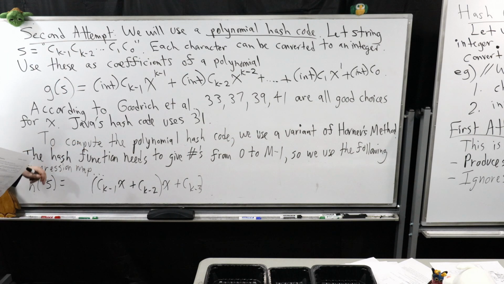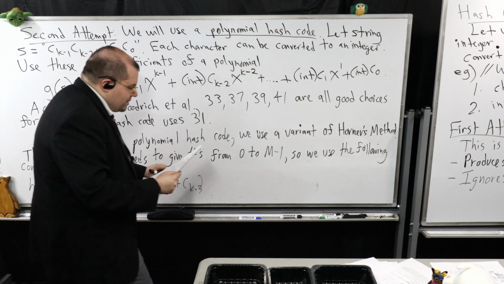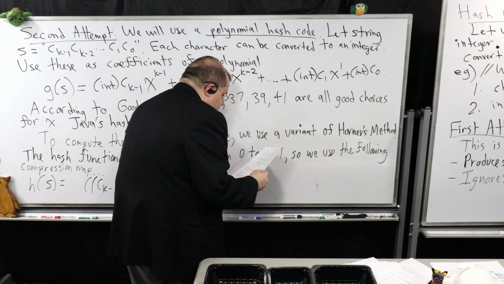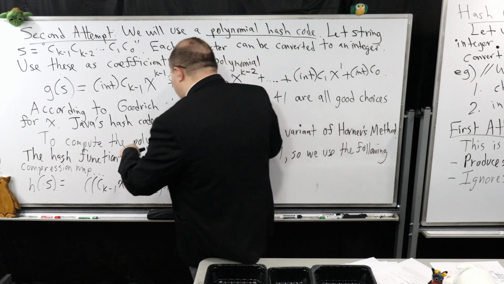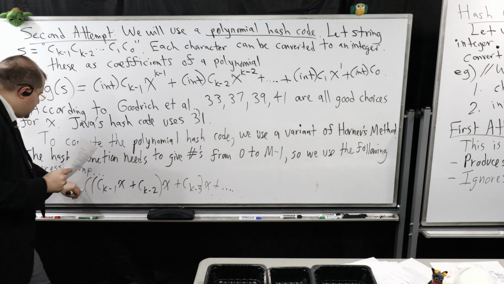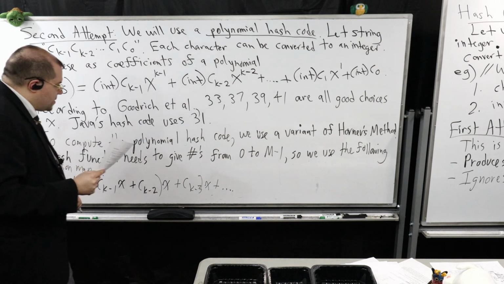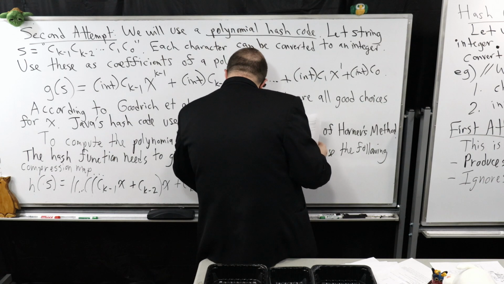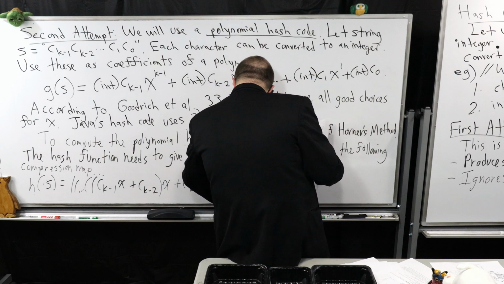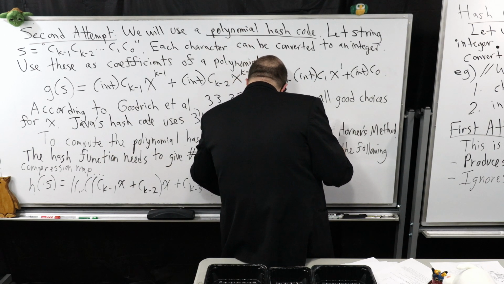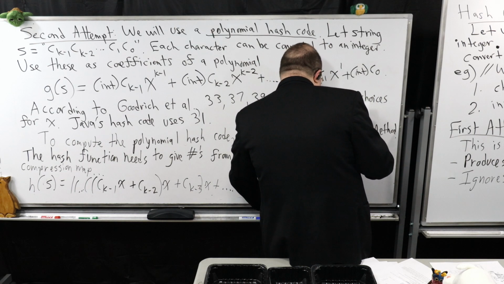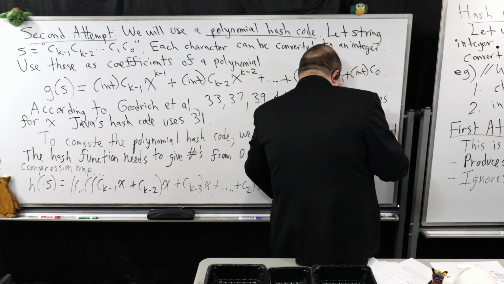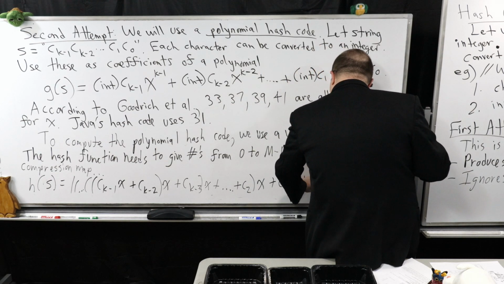So I have C3, and then I would have it multiplied by x. And I would keep doing this process of grouping the operations like this, all the way until I get to C2. And I multiply that by x plus C1 times x plus C0 like this.